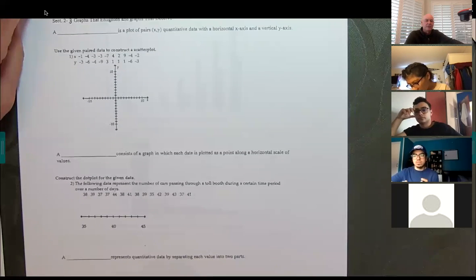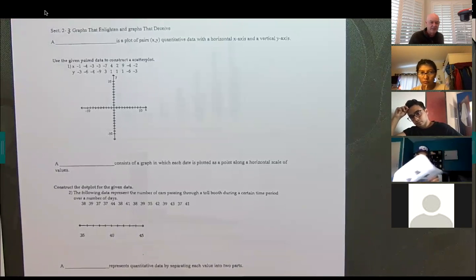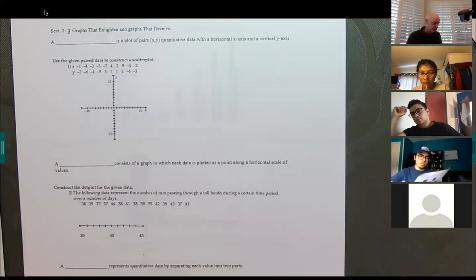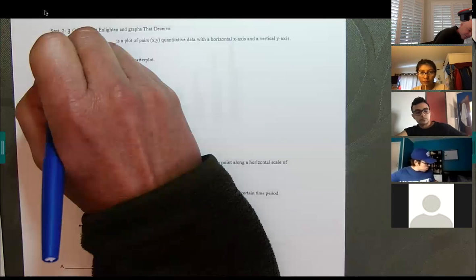And now we're going to have a bunch of different types of graphs. I'm going to go through this a little bit quickly because it's not particularly difficult, and I want to get to chapter 3 at least a little bit. This first one is called a scatter plot.